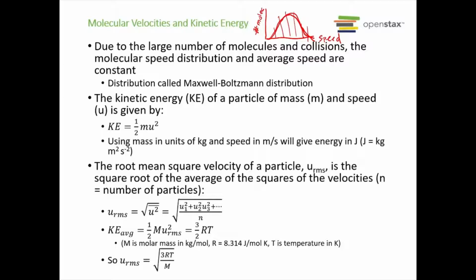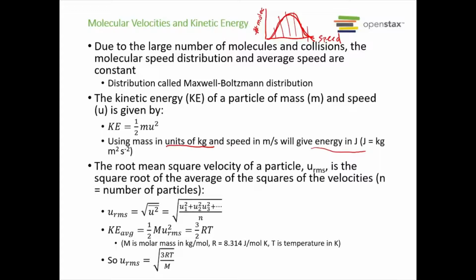So each particle has some mass of m and some speed that we abbreviate with a u. And each particle has a kinetic energy that is equal to 1/2 the mass times the speed squared. For my physics people, this is basically kinetic energy equals 1/2 mv squared of anything. So you want your mass in units of kilograms, because when you do that and you have your speed in meters per second, then you get kilogram times meters squared per second squared, and that gets you energy in joules. So that's how you get kinetic energy in joules.